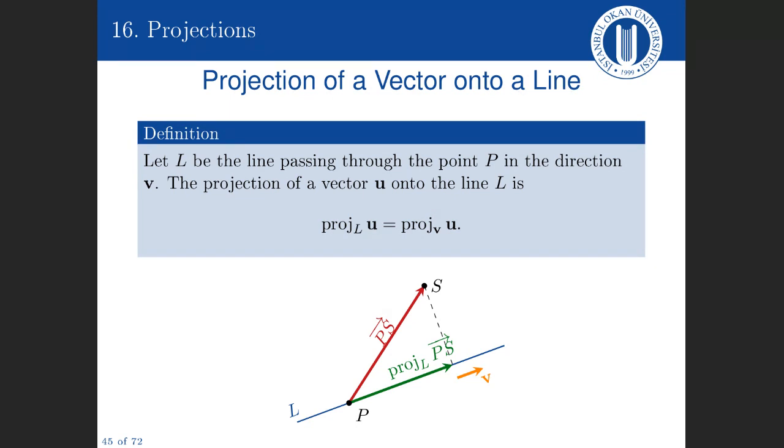Or we can imagine this in another way. We can imagine that we're looking at the shadow of the red vector onto the line. The sun is up at the top left corner. The shadow of the red vector is the green vector. The definition is the projection of a vector u onto a line L is the same as the projection of the vector u onto the vector v. We know how to project a vector u onto a vector v, so we're just going to be doing the same thing.